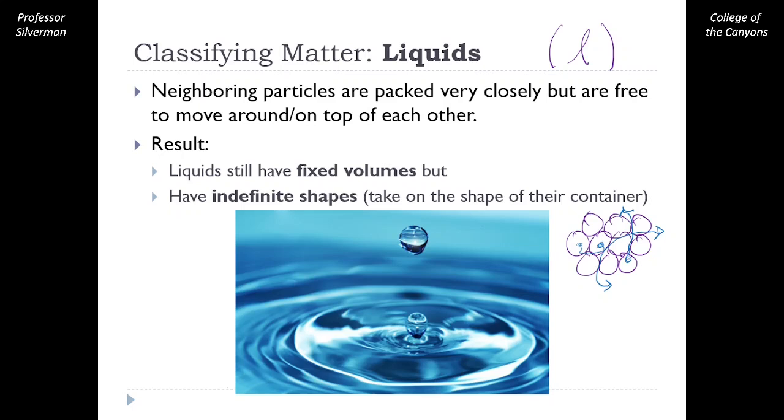If we think about our atoms in this way, we can still think about our liquids as having fixed volumes, because that's dictated by how close our atoms are to each other. Once again, they're stuck touching each other, so they have that fixed volume. You can't get any smaller. But since our atoms are able to move around past each other, our liquids now have indefinite shapes. They will flow until they take on the shape of their container because those atoms can move. They're not stuck to each other.